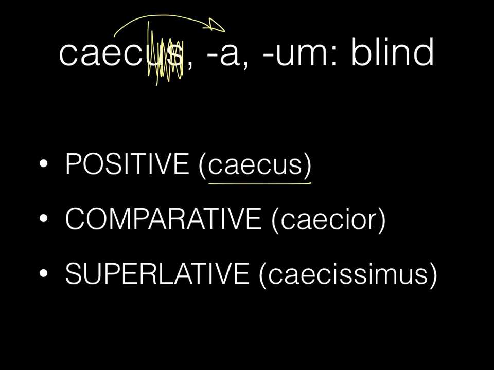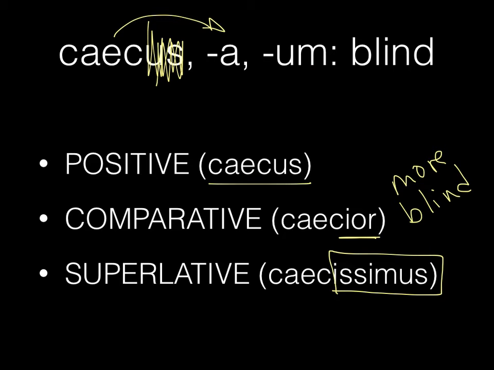So blind, and then caecior would be blinder, or sometimes the comparative can be more blind, depending on the adjective. You wouldn't say beautifuler, you would say more beautiful. And then caecissimus is the blindest, or the most blind. So it doesn't always have to be blind or blindest, it can be more blind, most blind, but this IOR is the comparative and the issimus is the superlative.